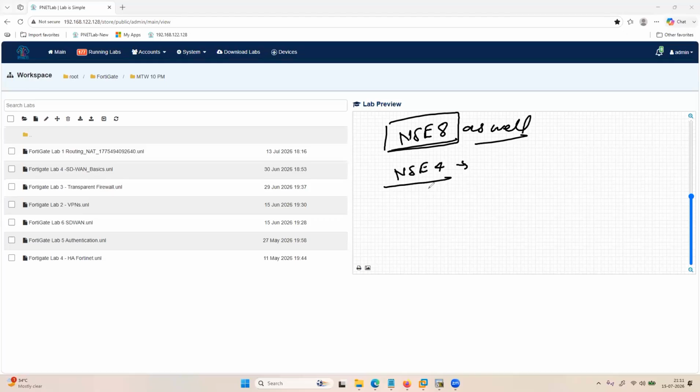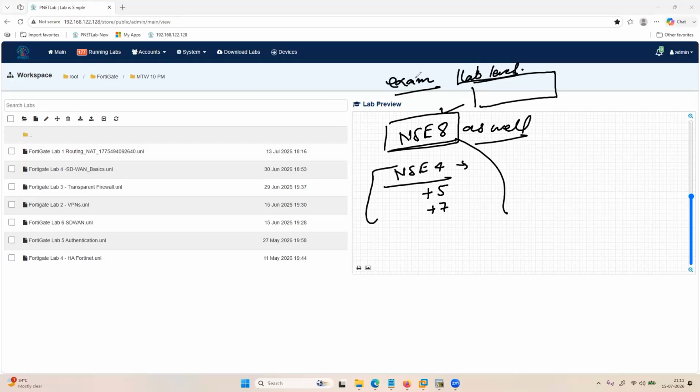On top of it, we also cover some portion from 5, some portion from 7. And once it comes to the lab part, like you can say implementation in place, then we also go and cover things at lab level. Lab level means what? Lab level means exam lab level. Now again another question, what is exam lab level?